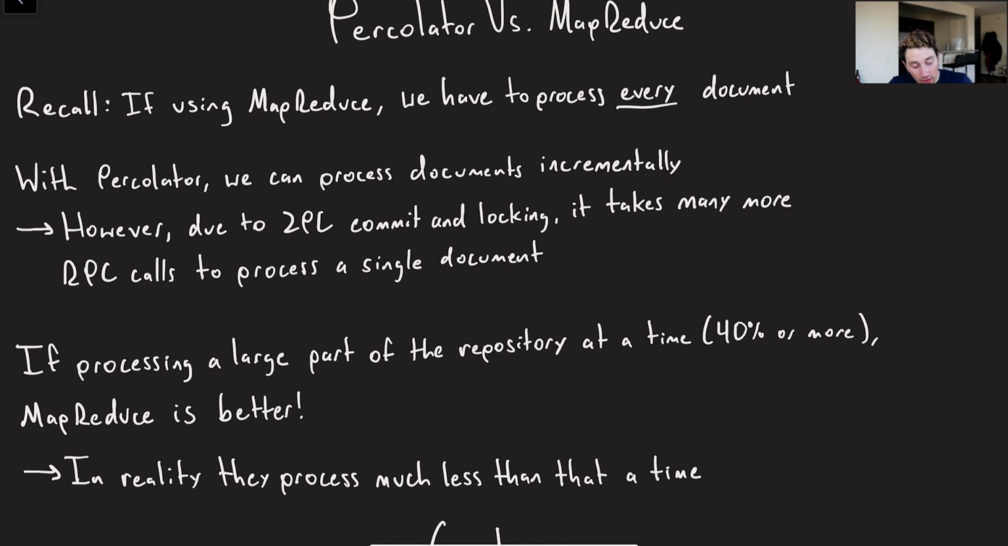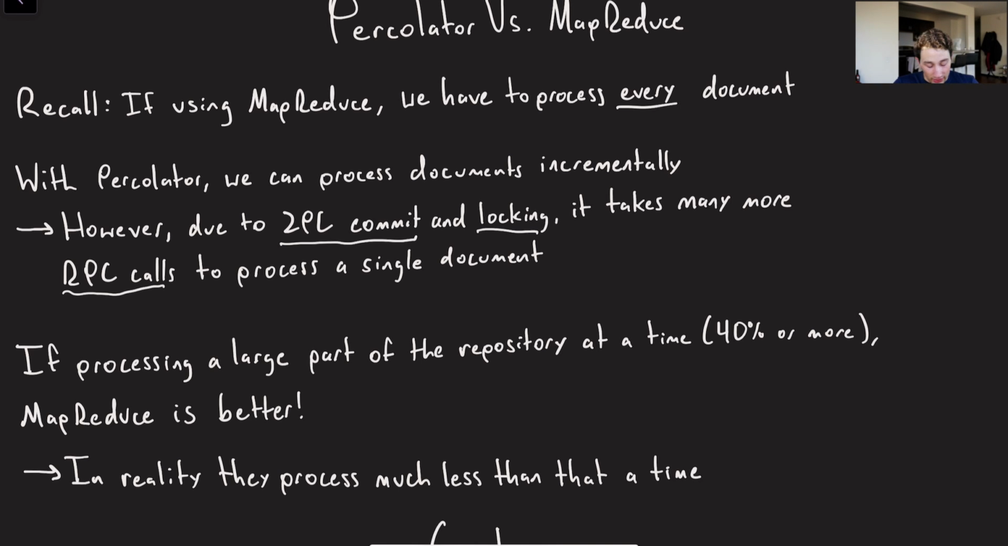That being said, Percolator writes are going to be pretty expensive. We're doing a two-phase commit, we're writing a bunch of locks, we're running a bunch of observers. It takes a lot of RPC calls to do this. Comparatively, a lot more than MapReduce, where effectively we're just doing one write per key because we'll do our mapper, we'll shuffle the data, we'll do our observer, or our reducer.